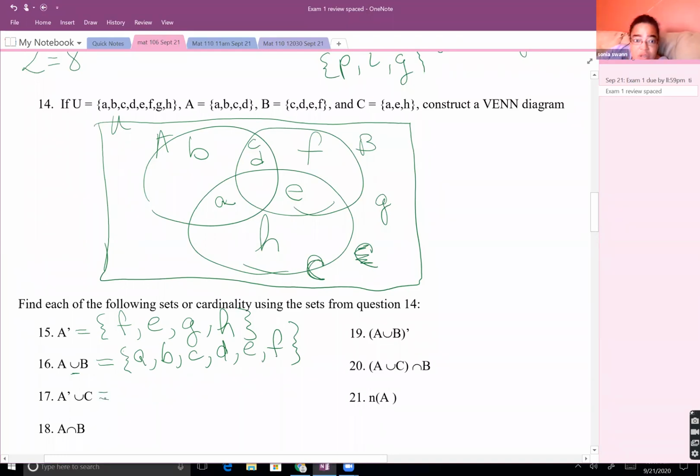Oh Lord, 17's getting complicated now. 17 asks for A complement union C. So everything outside of A. A complement, we already said, is F, E, G, H. Plus everything that's inside of C. I misspoke. Everything inside of C. But A is already in there. So we have to add in E and H.